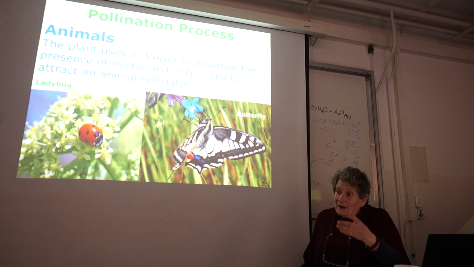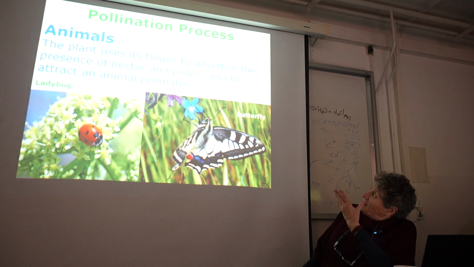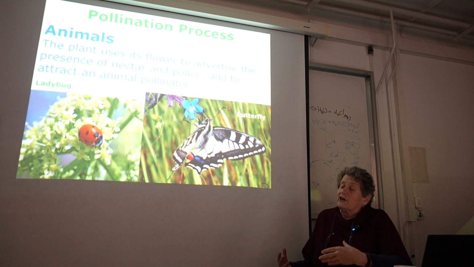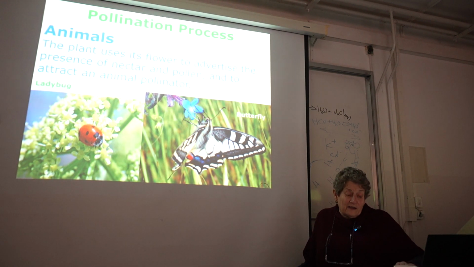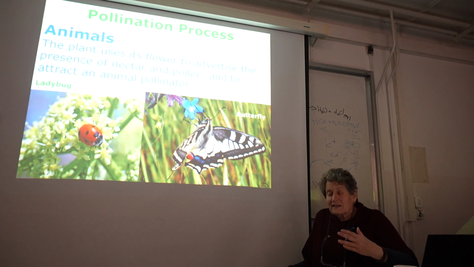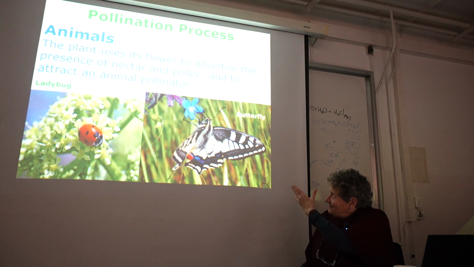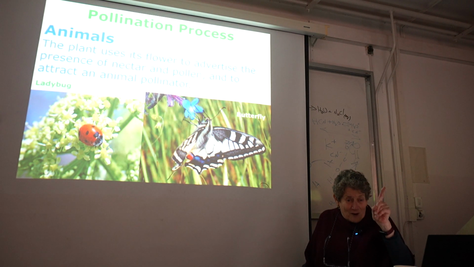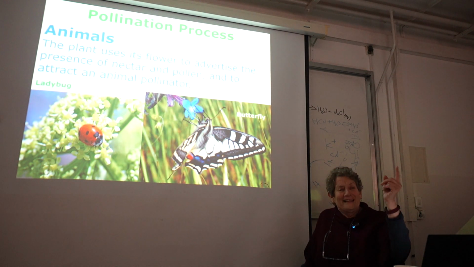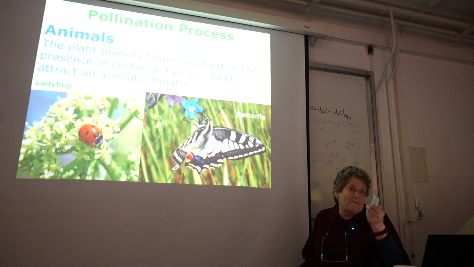Pollination by animals is, in this case, where the plant uses its flower to advertise itself to animals, to attract the animals. And the animals can be bees, or butterflies. The caterpillars don't pollinate. The butterflies pollinate. The caterpillars eat the leaves. And we also have, by the way, not all the pollinators are equally helpful.